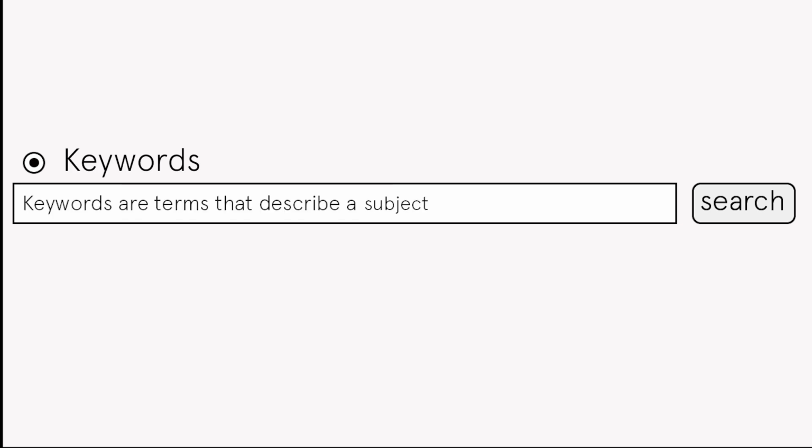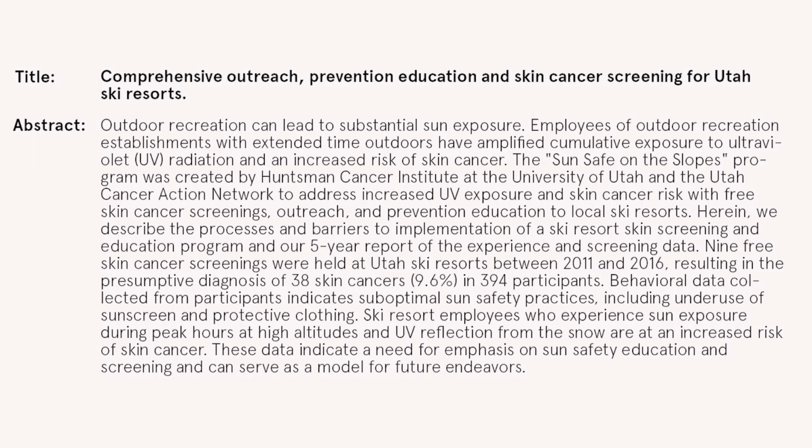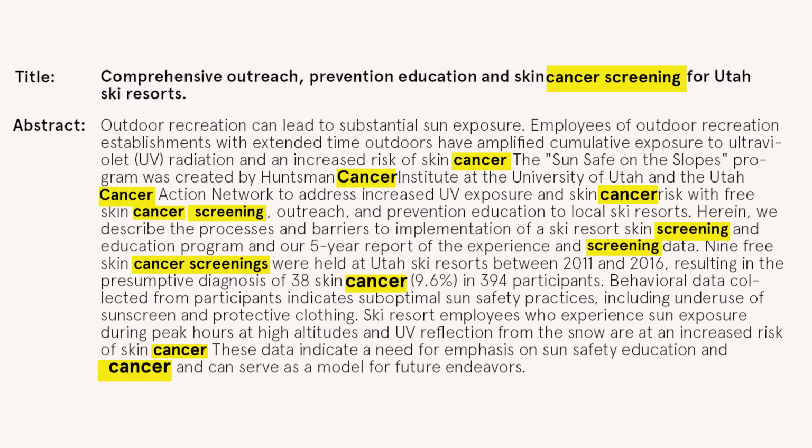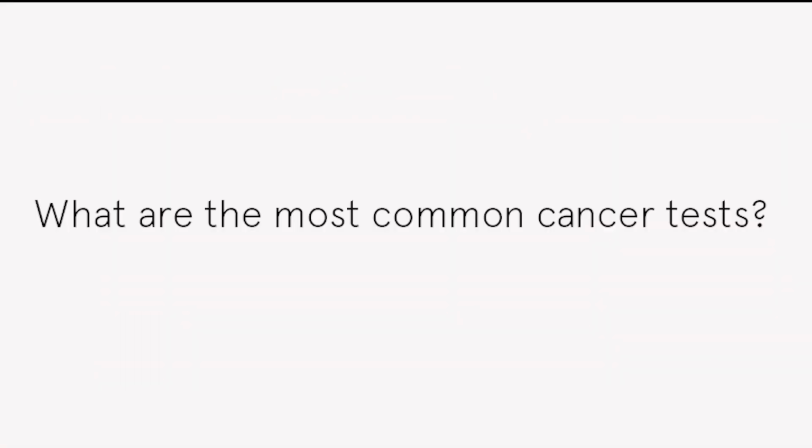Most databases can be searched using keywords. Keywords are terms that describe a topic, subject, or concept. Keyword searches will find your exact terms in the fields of an article record, such as the title or abstract, but not the full article itself. We'll do a keyword search in Medline via Ovid to find an article about common tests for cancer.